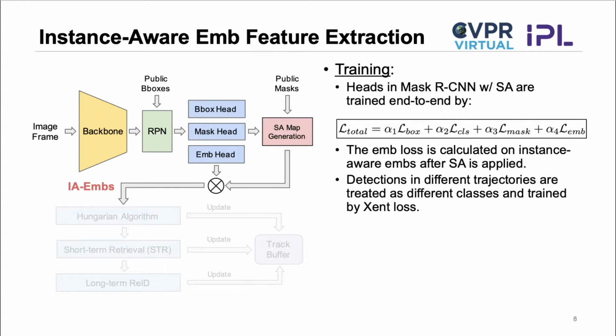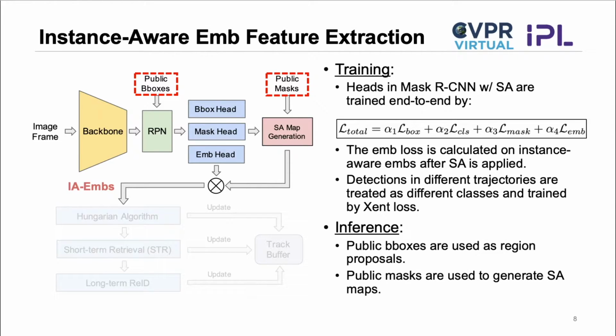The embedding loss is calculated on the instance-aware embeddings after the spatial attention is applied. Detections in different trajectories are treated as different classes and trained using the cross-entropy loss. During the inference stage, we use the given public bounding boxes as region proposals and use the given public masks to generate the spatial attention.